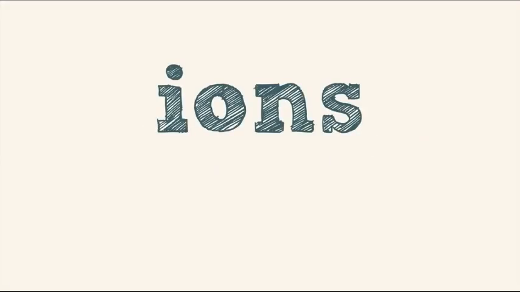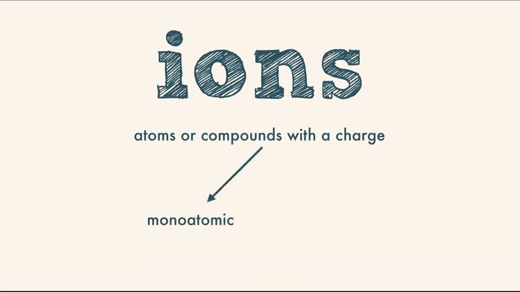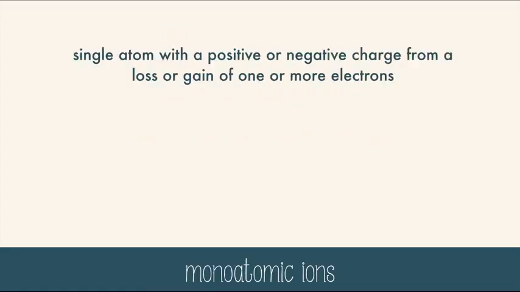Remember that ions are atoms or compounds with a charge. It can be a positive or a negative charge, but either one makes an ion. There are simple monoatomic ions, and then there are the more complex polyatomic ions. Monoatomic ions are single atoms with a positive or negative charge from a loss or gain of one or more electrons. Here are some examples of monoatomic ions.